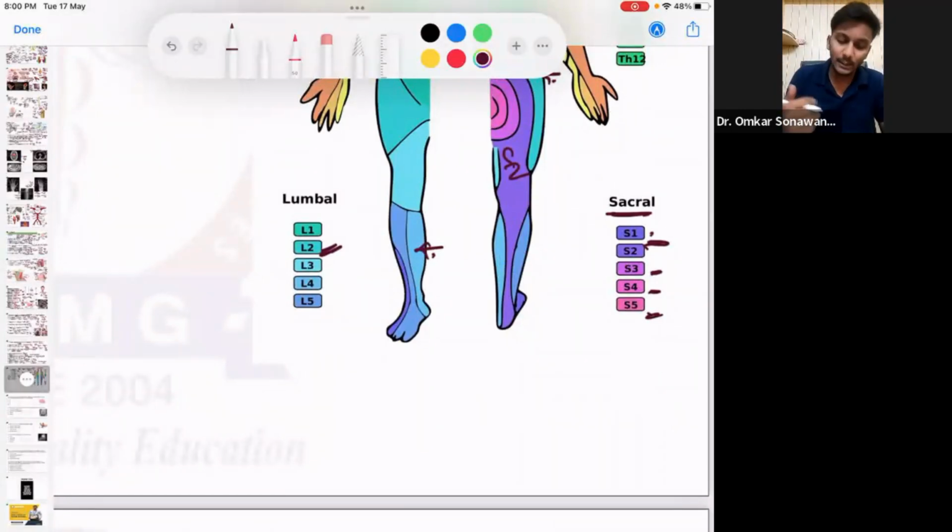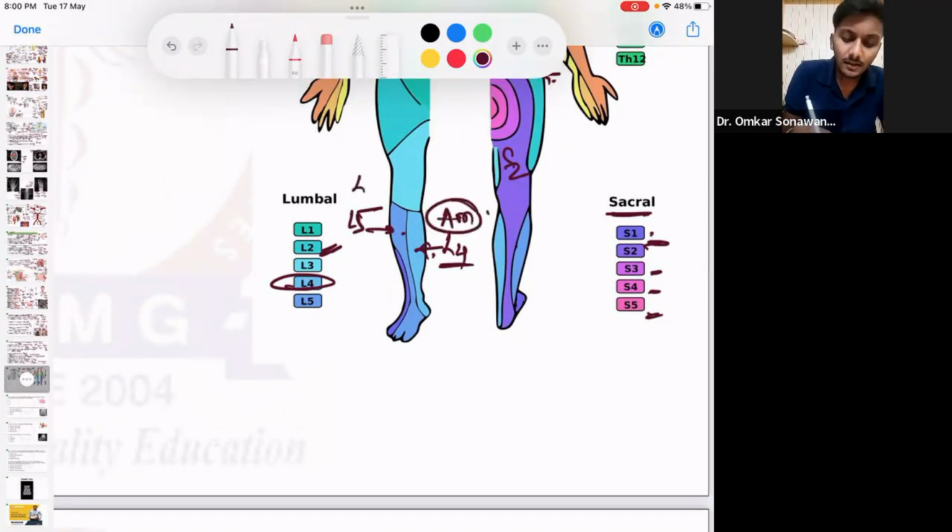एंट्रोमीडियल एस्पेक्ट मार्क किया था उन्होंने. सो एंट्रोमीडियल एस्पेक्ट इज L4. एंट्रोमीडियल एस्पेक्ट इज L4 याद रखना. whereas anterolateral aspect is L5. Anteromedial L4. एंट्रोलैटरल.